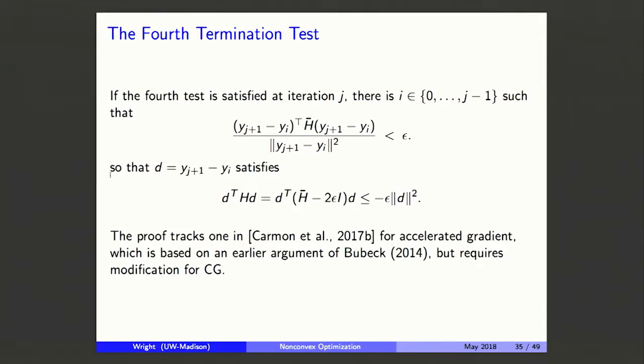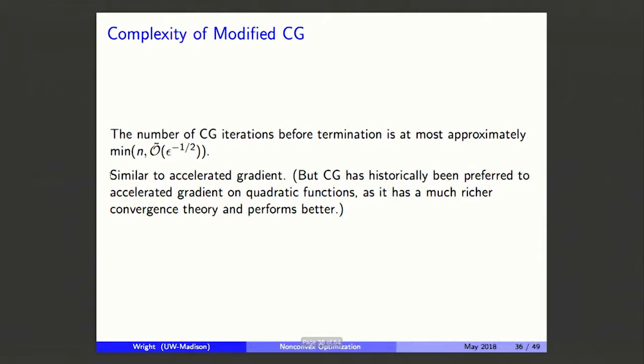Now we had to adapt this analysis, the argument that Bubeck made, and there's a similar argument, I believe, in this paper of Carmon and Duchi and so on. We had to adapt that for conjugate gradient, and it's a very, very technical argument, but it gives you a nice way of extracting negative curvature directions. Okay, so what we can show is that the modified CG procedure needs this many iterations. It's again order epsilon to the minus 1/2.